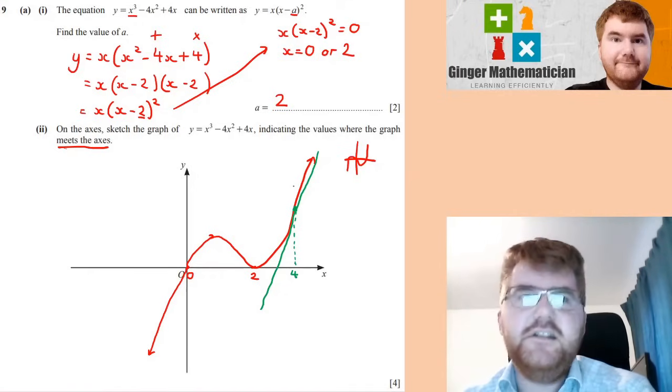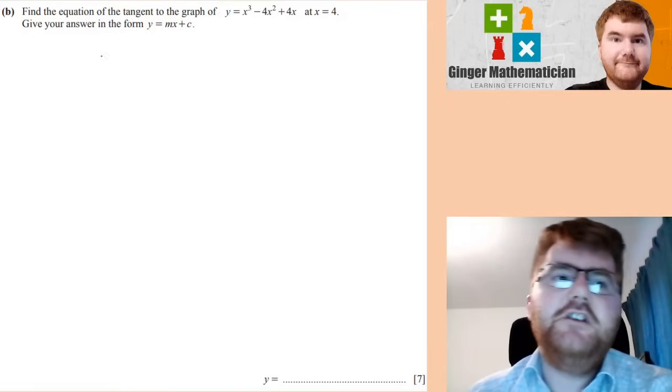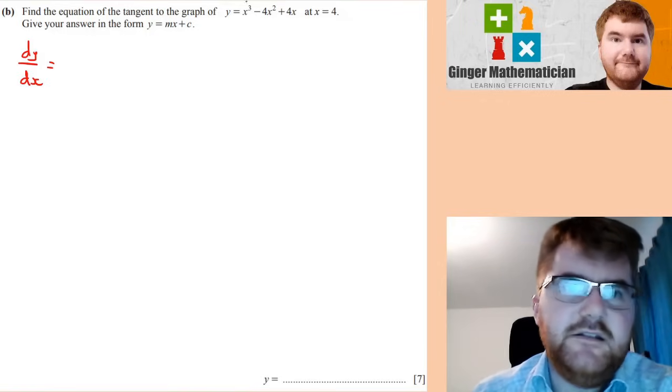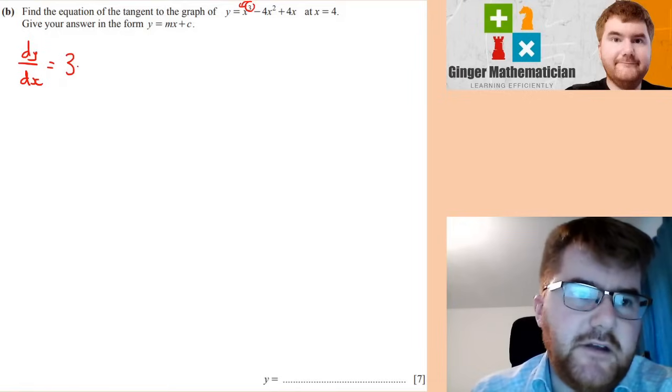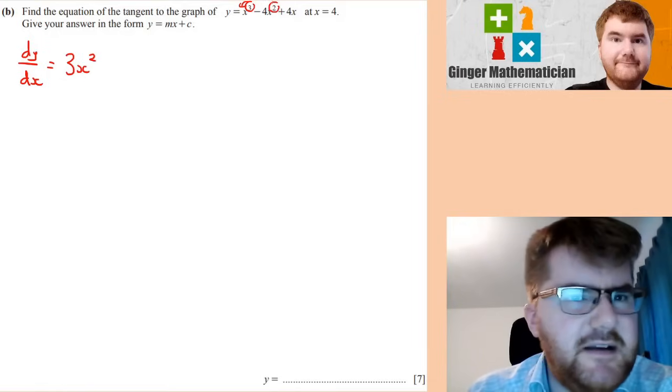So the way we do this is we use some differentiation. This is where it's embedded. So first of all, we need to differentiate the function. So we get dy by dx. Remember, we take the 3, bring it to the front, reduce it by 1. So we get 3x squared. We do the same procedure here. I'm speeding up slightly now.